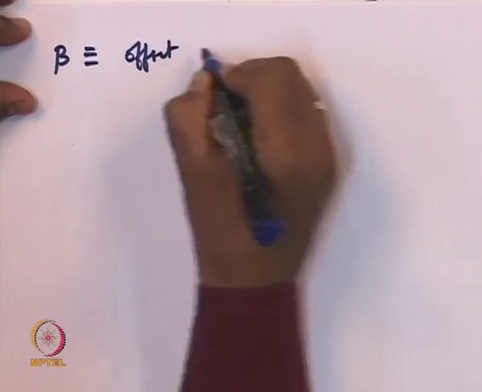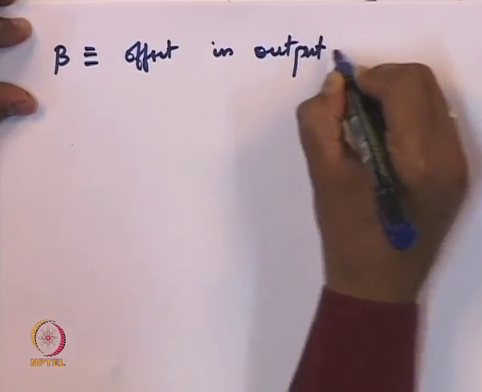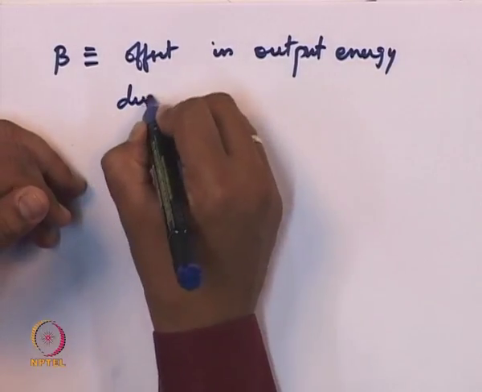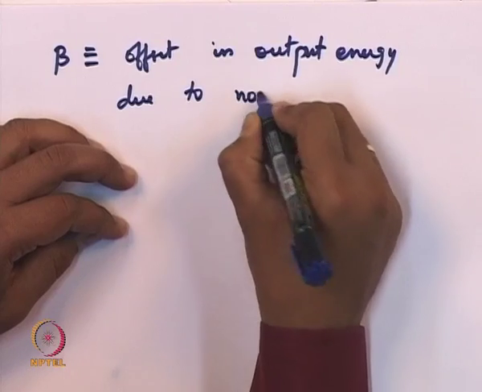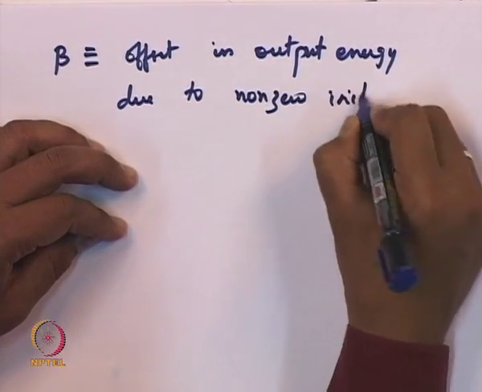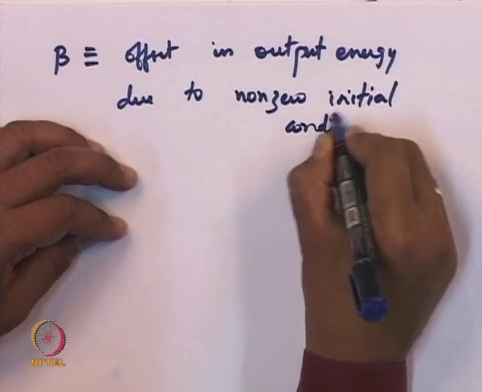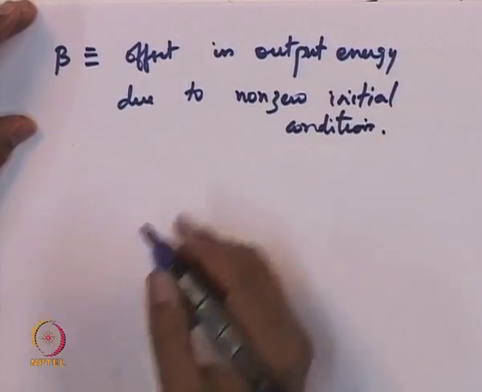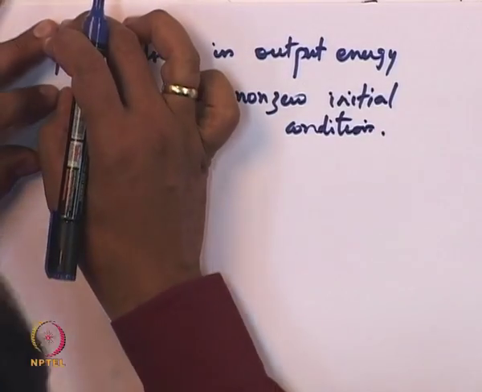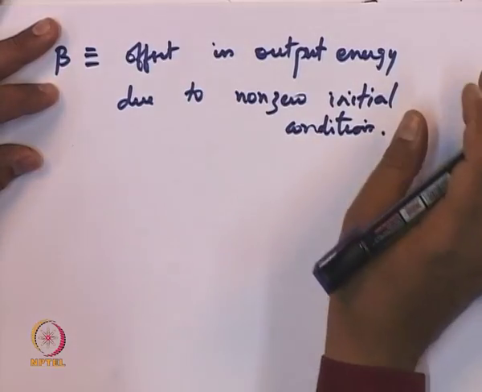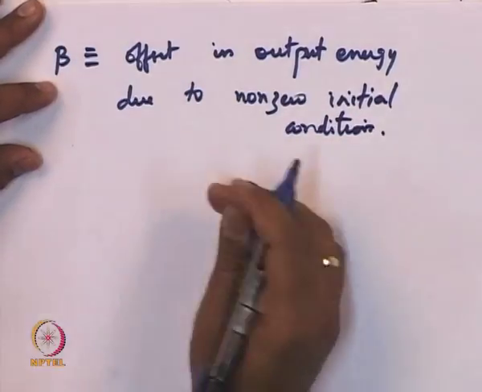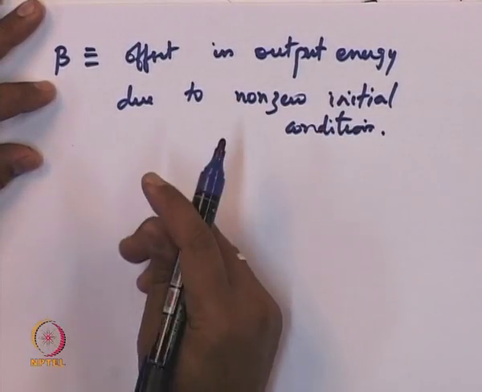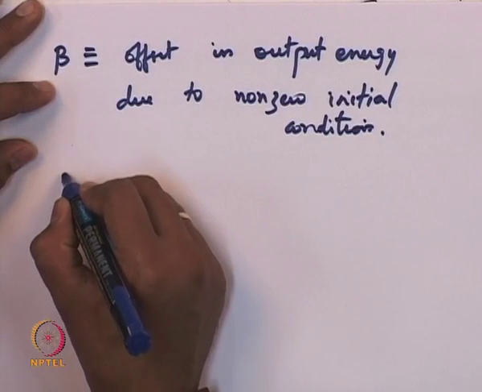Also, let us see some more consequences. So, beta should be understood as some offset in output energy due to non-zero initial condition. For example, there might be an initial condition inside the system. This might cause the output to be non-zero even though the input is identically 0. So, the significance of beta you have already understood. When the input is 0, the output can still have some energy, but the output's energy can't exceed beta for any tau, and hence y itself will be in L2 for the special case that 0 is the input.